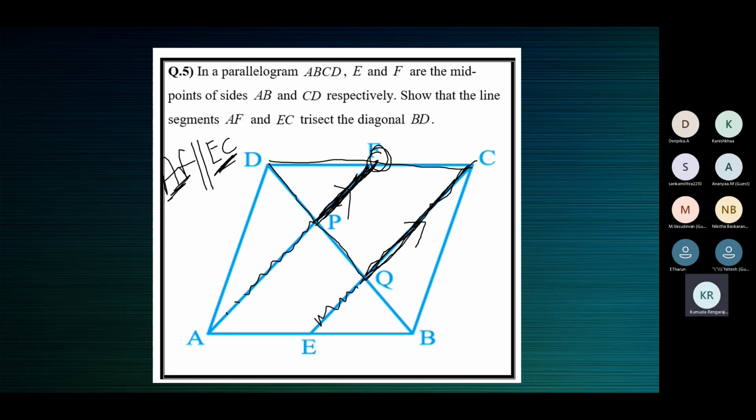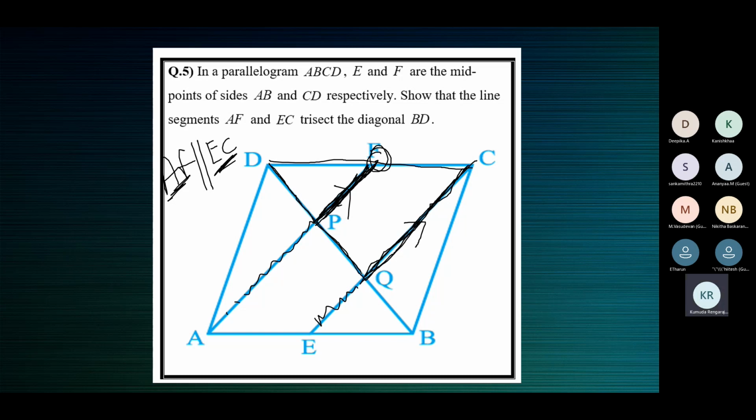The line through the midpoint of one side of a triangle parallel to the second side. We have these two. What is the result? It bisects the third side. So the third side is DQ. The third side of the triangle, we are talking about the triangle DQC. The sides are DQ, QC, and DC.